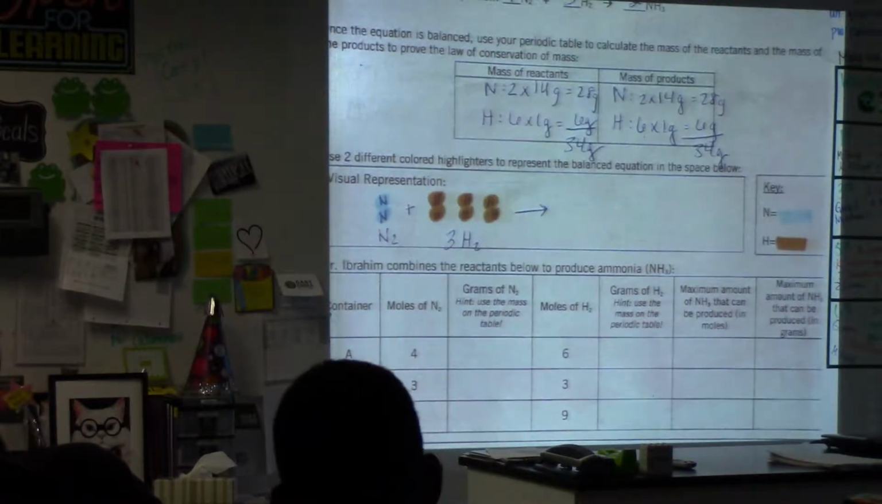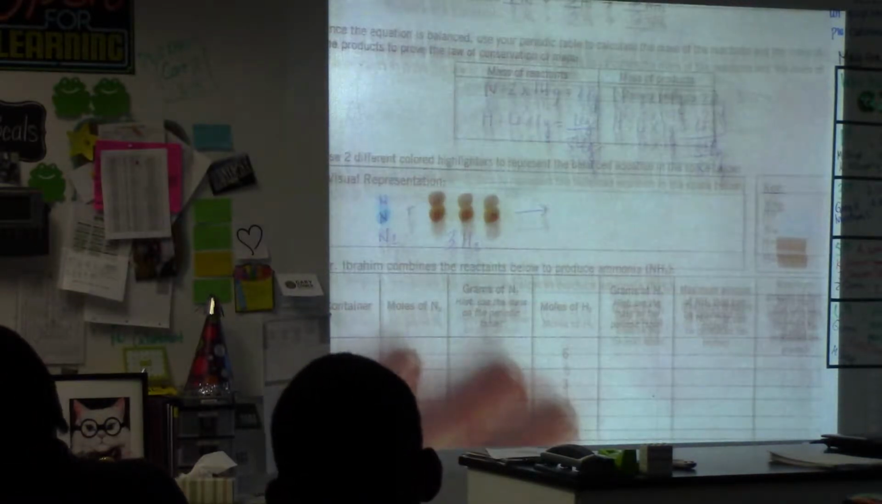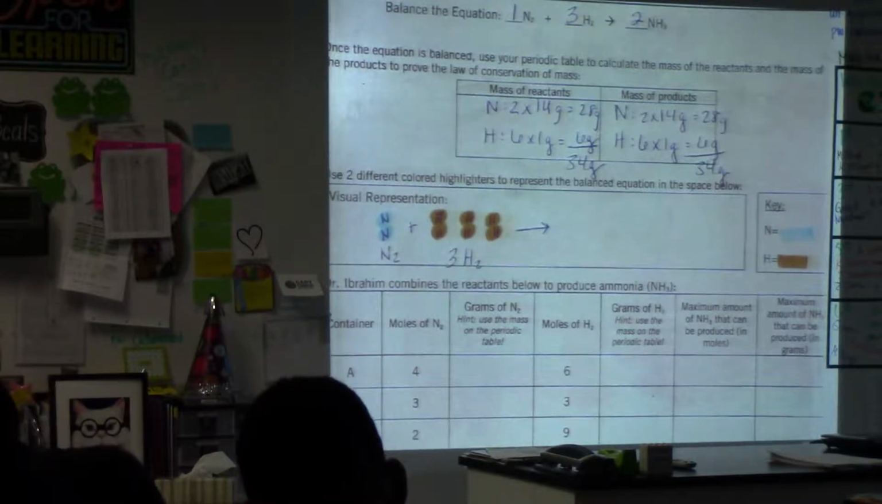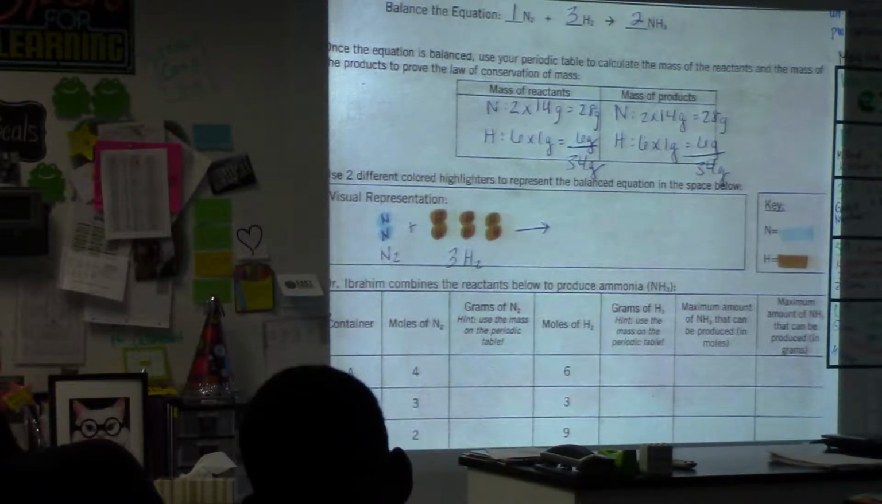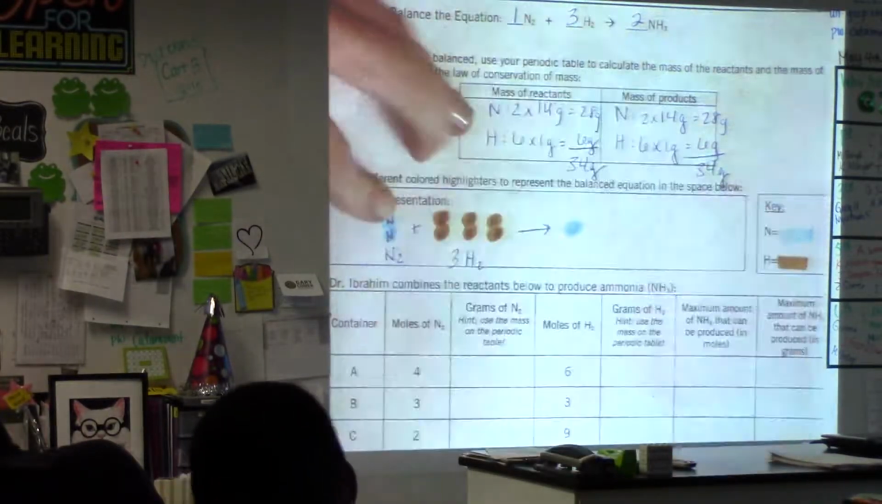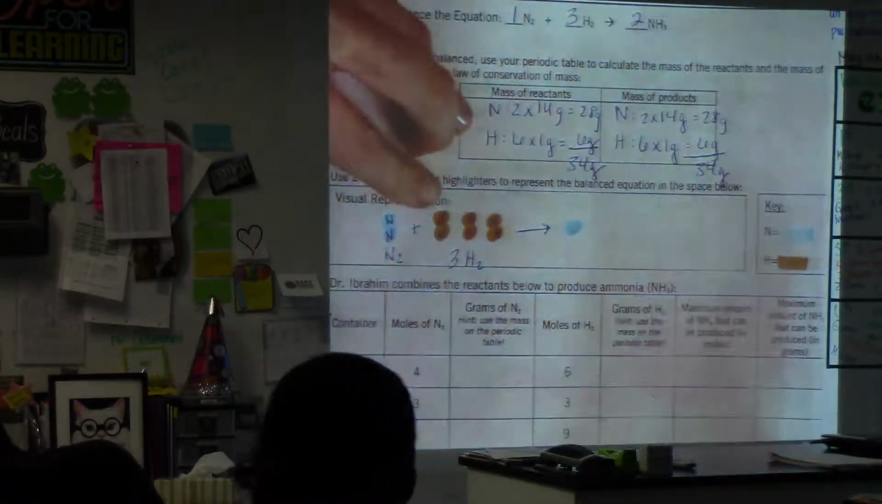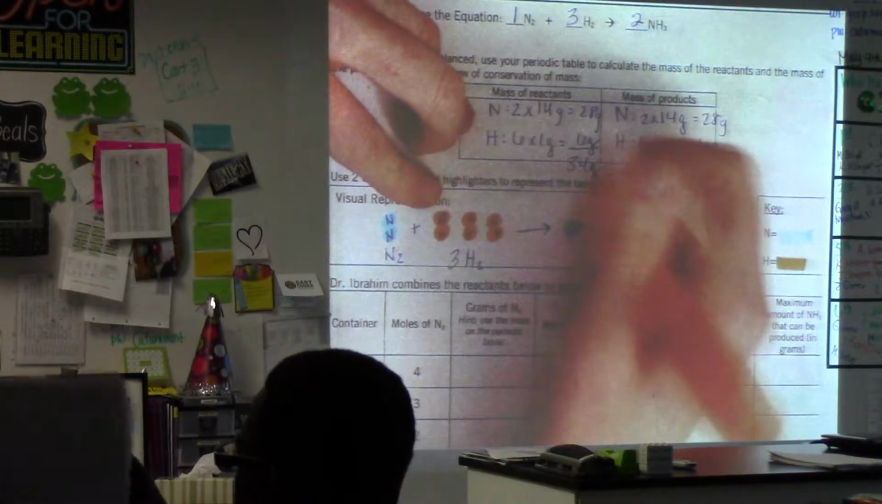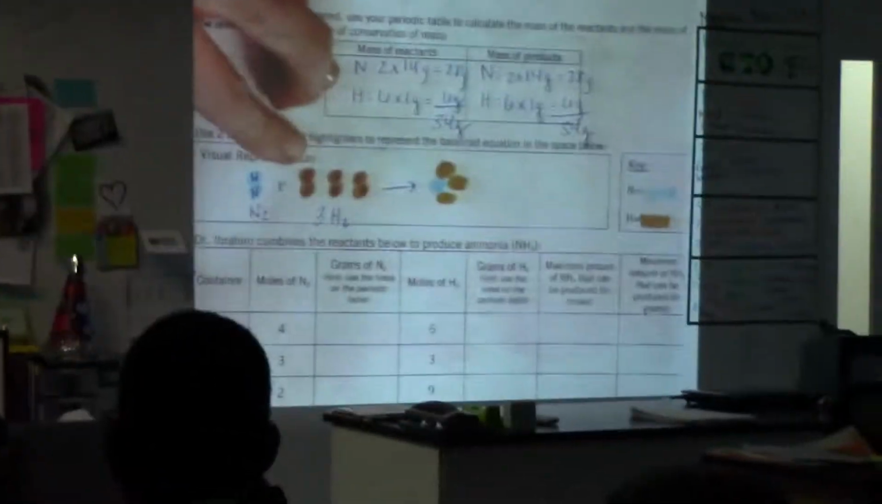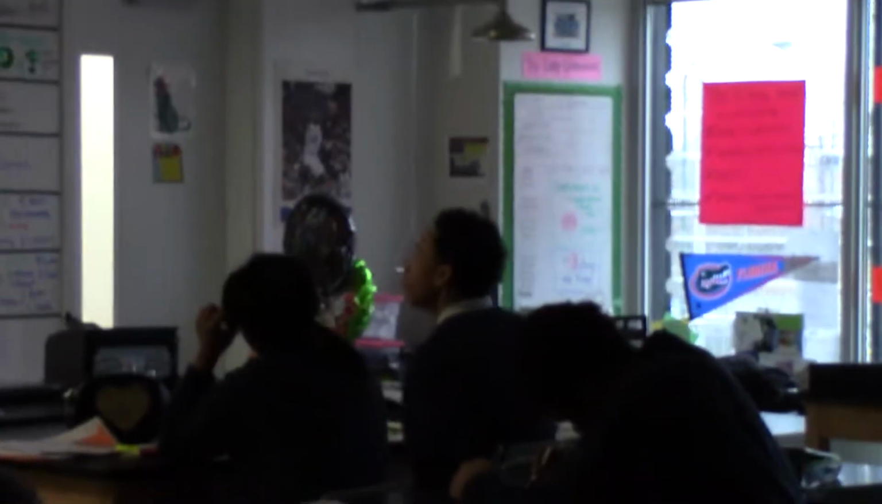Now our product is NH3. In NH3, I want 1 nitrogen bonded with 3 hydrogens. So I'm going to take one of my nitrogens from my reactants over here, and I'm going to bond them with 3 hydrogens. 1, 2, 3. Label NH3.